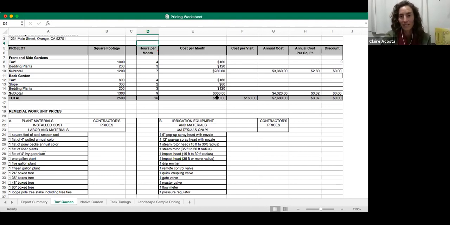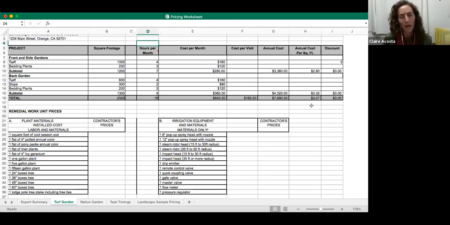So $40 an hour, 16 hours, it's 640 per month, right? And per visit, that's this divided by 4, because there's 4 weeks in a month. There's technically 4 point whatever, but here it's 160 per visit. And then you can even have your annual costs, which is some 7 something. And then you can figure out your annual cost per square foot, which is helpful to have, especially if you're doing estimates on the fly.